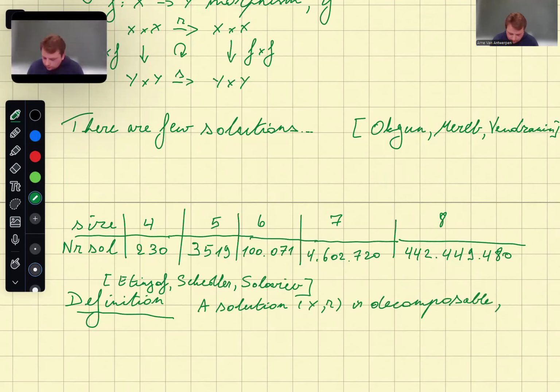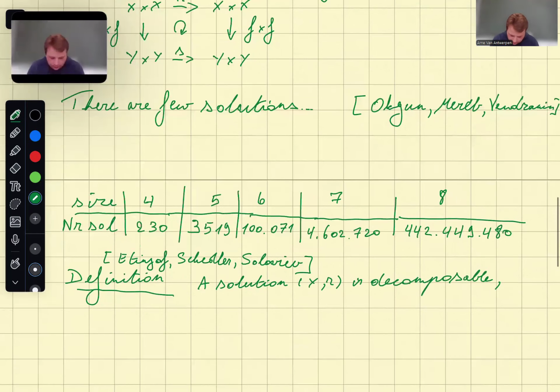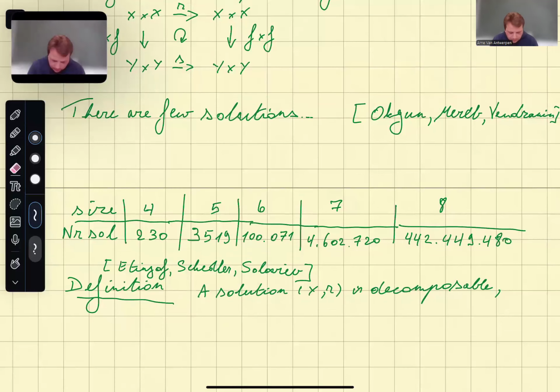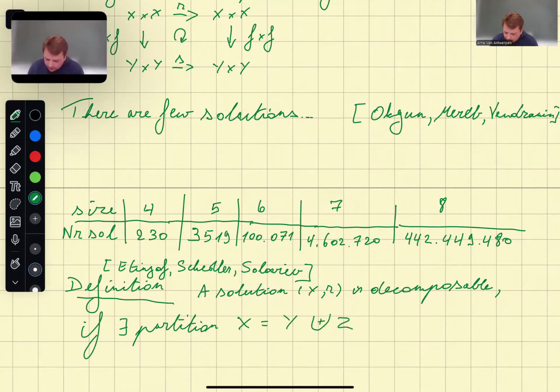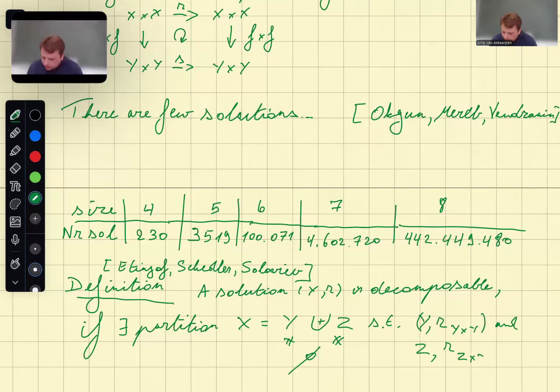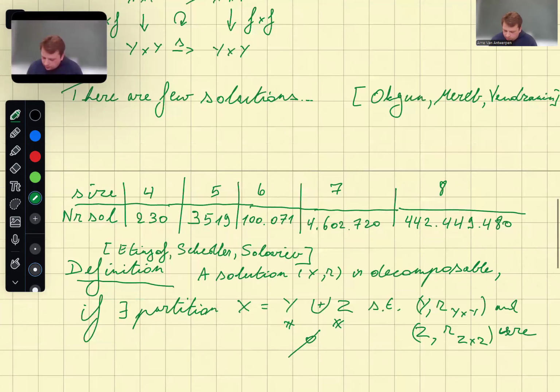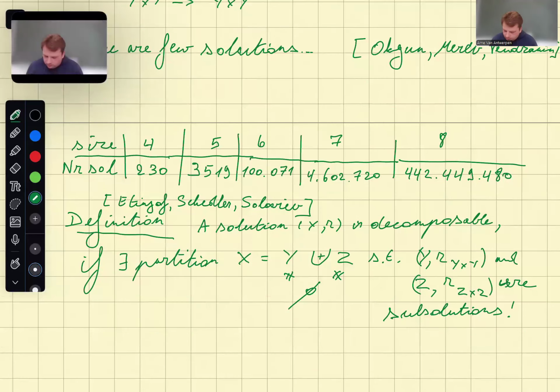The solution (X, R) is decomposable if there exists a partition of the set X into two parts, Y and Z, such that Y and Z are both non-empty, and Y with the restriction of R to Y times Y, and Z with the restriction of R to Z times Z, are subsolutions. Good. That will be sufficient.